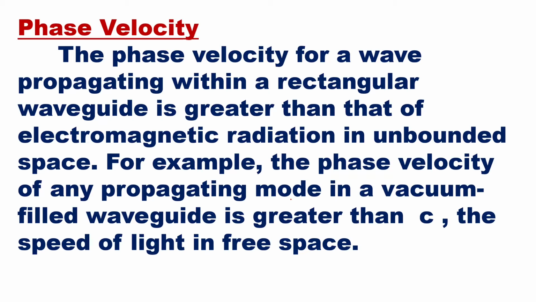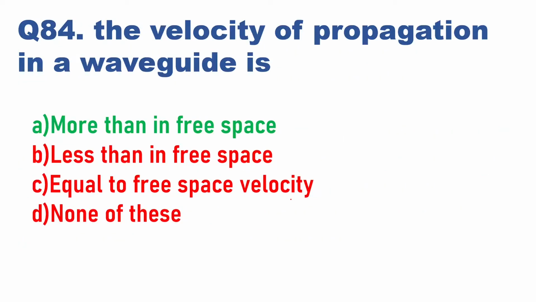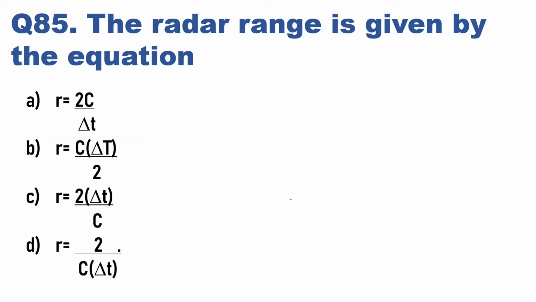The phase velocity for a wave propagating within a rectangular waveguide is greater than that of electromagnetic radiation in unbounded space, that means open. For example, the phase velocity of any propagating mode in a vacuum-filled waveguide is greater than c, where c is the speed of light in free space. So therefore, option A will be the right answer, more as compared to free space. So the velocity of propagation in a waveguide is more than in free space. Then we'll go to the next question, question number 85.